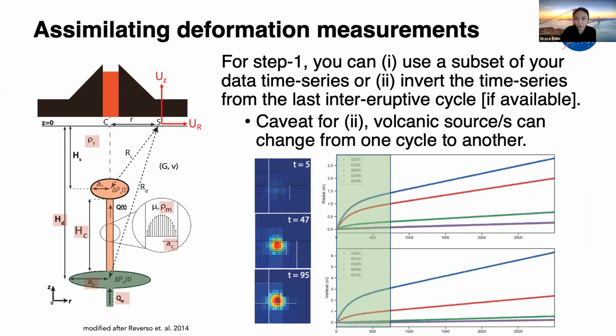So for step one, for the Bayesian inversion, what you can do is use a priori information from an independent data set. Or in my case, we used an early subset of our data time series, and/or invert the time series from the last interaruptive cycle.